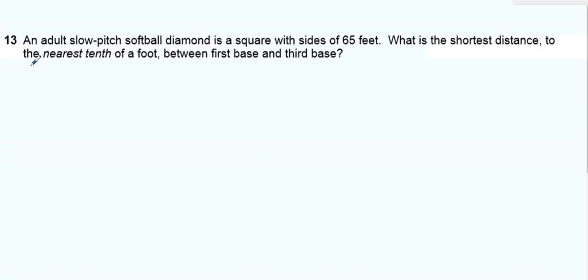An adult slow-pitch softball diamond is a square with sides of 65 feet.